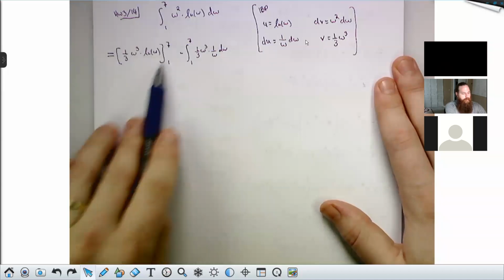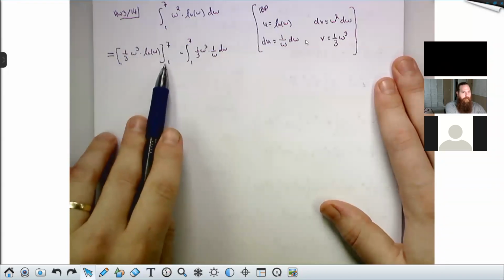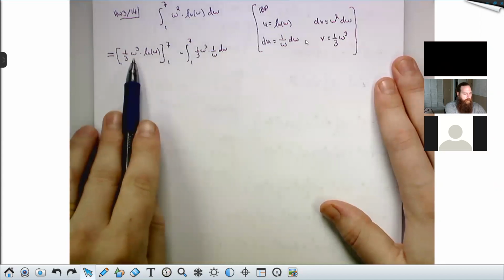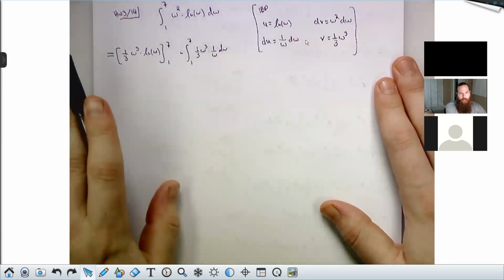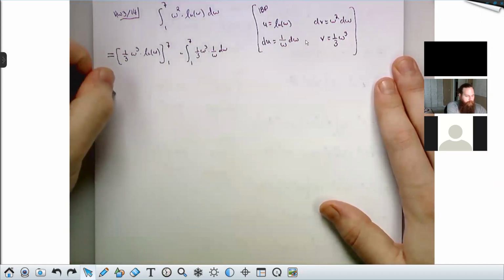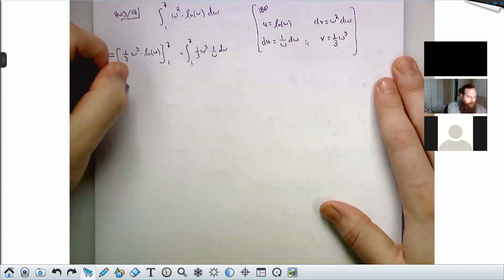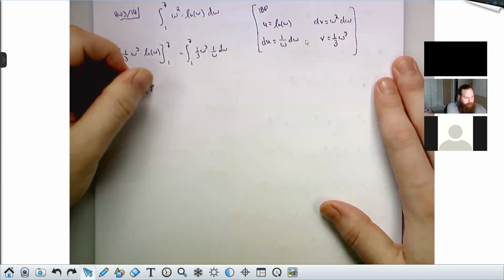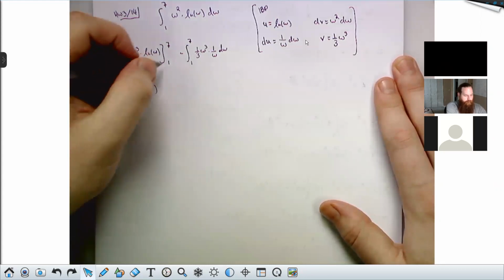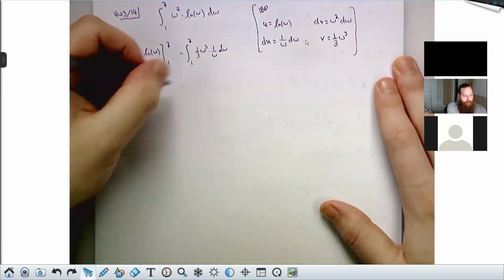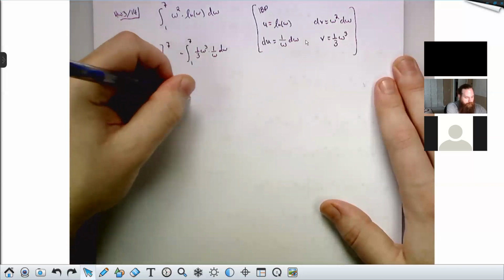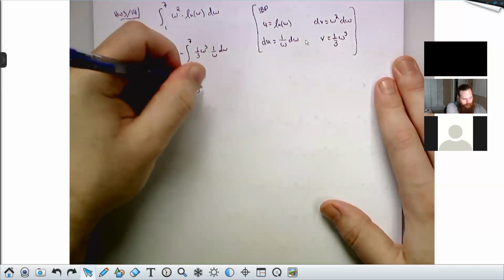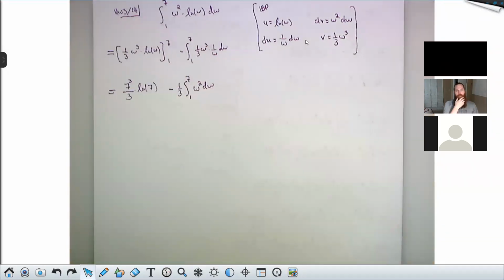I'm also going to evaluate this. If I plug in the lower bound of 1, then I'll have 1/3 times the natural log of 1. Natural log of 1 is 0, so the lower bound contributes nothing. The upper bound gives me 7 cubed over 3 times the natural log of 7. And like we said, when I plug in the 1, I get 0. So then I'll have minus this integral. So that's minus 1/3 times the integral from 1 to 7 of w squared dw.